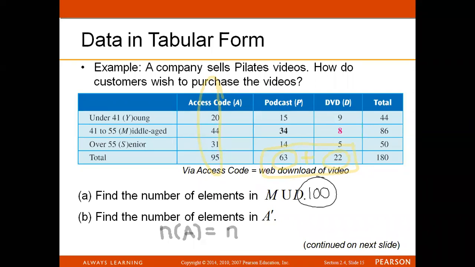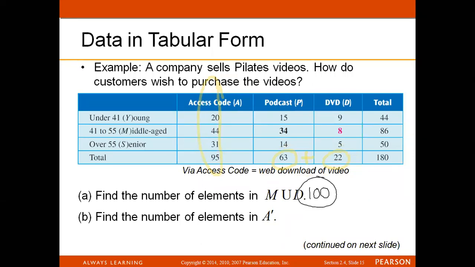Hold on. I like this highlighter. Okay, let me switch to the pen.